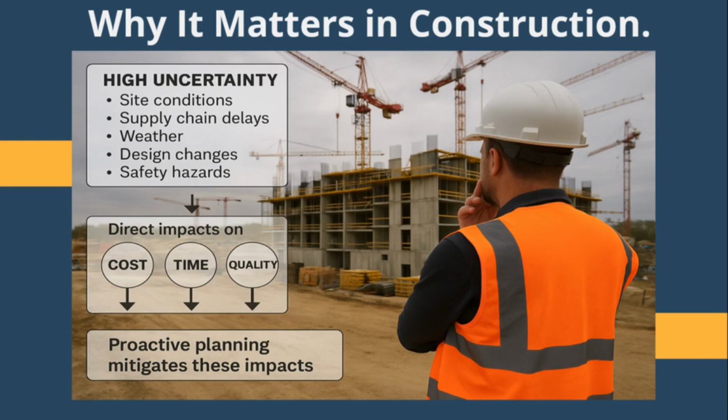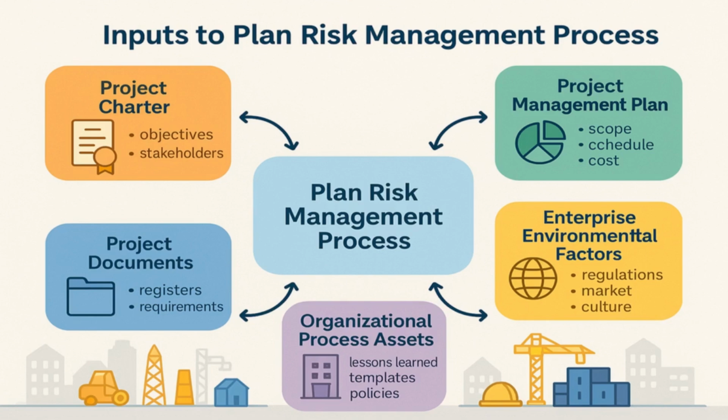A proactive risk management plan is your antidote to that chaos. It's how you transform uncertainty from a threat into a managed variable. It builds a culture of accountability, not blame. It ensures that when, not if, a risk materializes, your team already knows who does what and how to respond, keeping your project on track, on budget, and under control. Before building a risk management plan, we need the right ingredients.